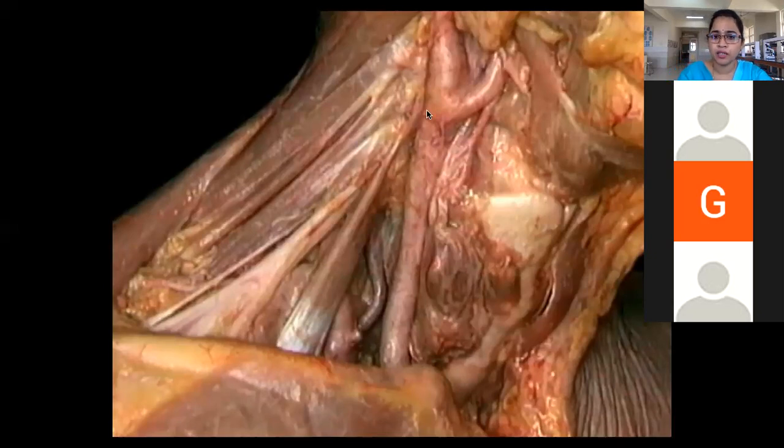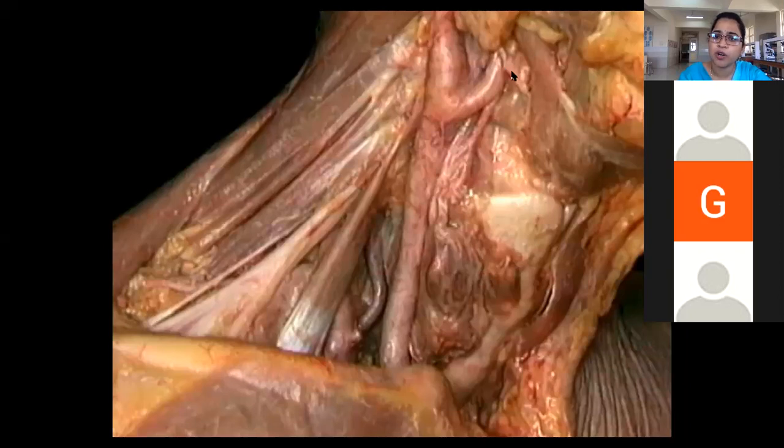Now see here. This is the neck dissection. This is the neck region. We have dissected the neck. This is the anterior triangle. Here you can see a major vessel. This is the common carotid artery. The common carotid artery divides into external carotid and internal carotid. The internal carotid goes into the cranial cavity. This is the external carotid. The external carotid supplies the outside of the cranial cavity. That's why it is called external carotid.